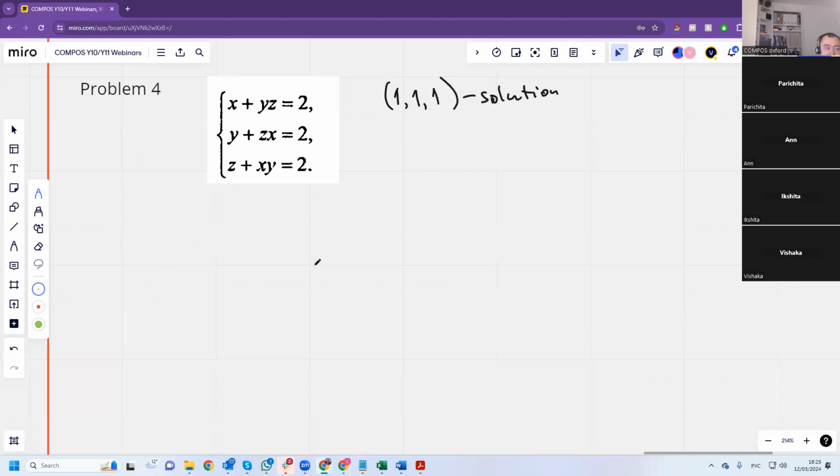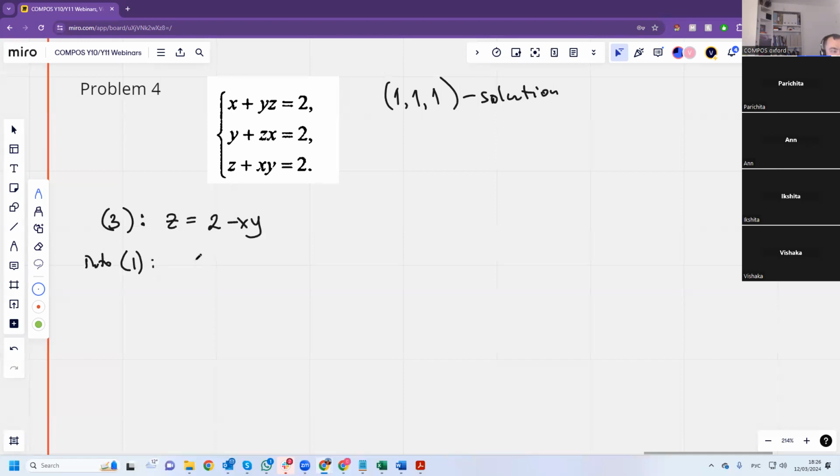Well, there's no magical recipe here. You just use good old substitution. No, there's one more solution actually. There's one more solution which is not obvious. So from the third equation, you can express z is equal to 2 minus xy, and sub that into 1 and 2.